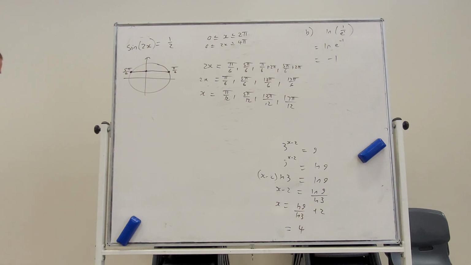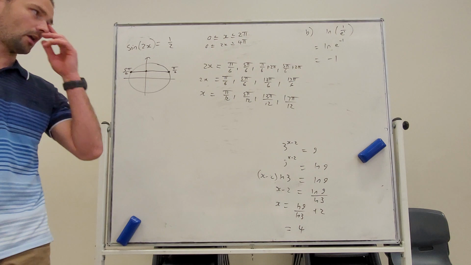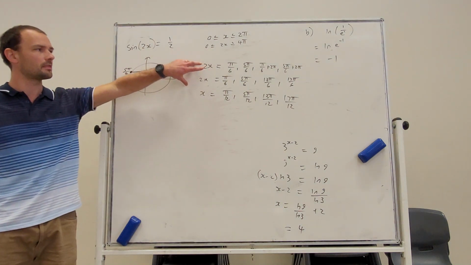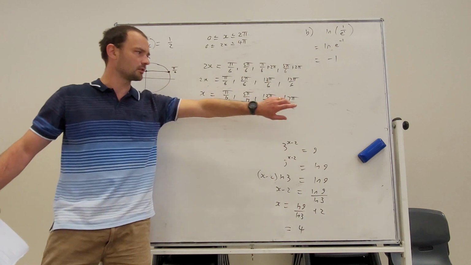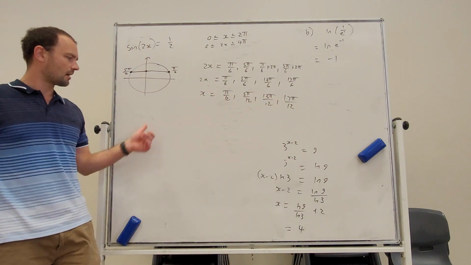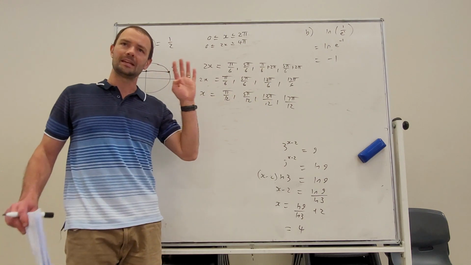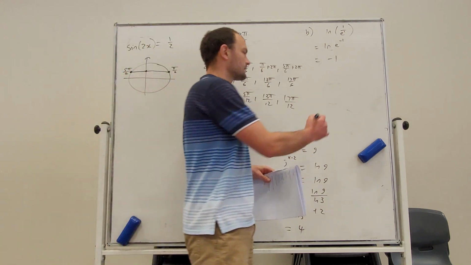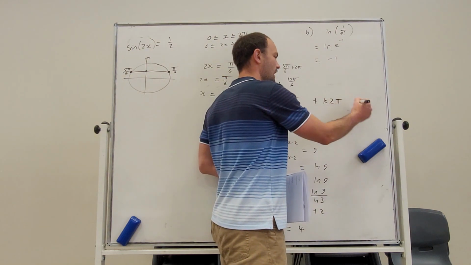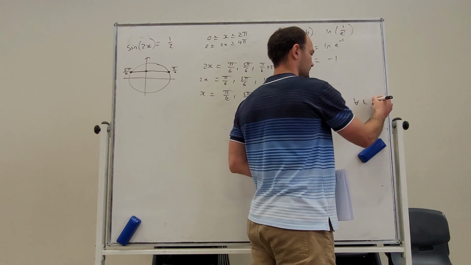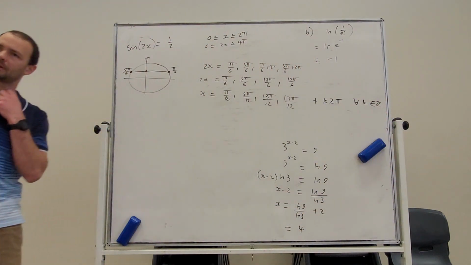Okay, so there's a couple of ways of answering this, right? And probably, I don't think I've done the most direct way, but what we've done is absolutely fine. I'll point out what's going on with these solutions in a moment. The only other thing we need to add is plus k2 pi for all k is an integer. Okay, plus k2 pi for all k is an integer.